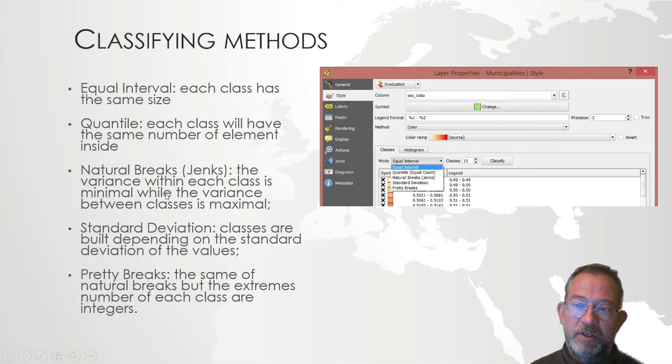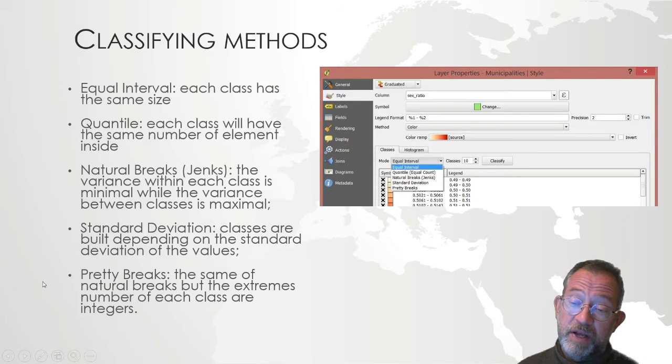Natural breaks, or Jenks, really try to do something like equal intervals, but at the same time it looks at trying to minimize the variance within the classes and maximize the variance between the classes. That is, think about having the fewest observations at the borders and having the observations grouped at the center of the interval. Standard deviations: typically we have a normally distributed data set, we'll talk about that.